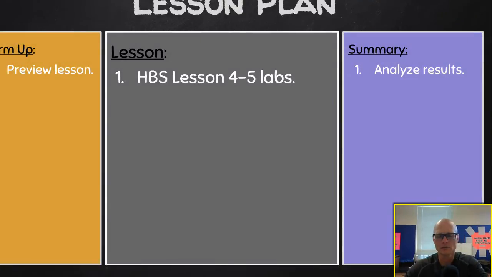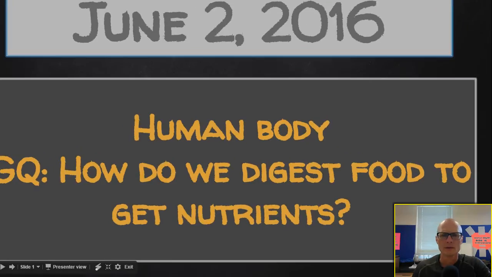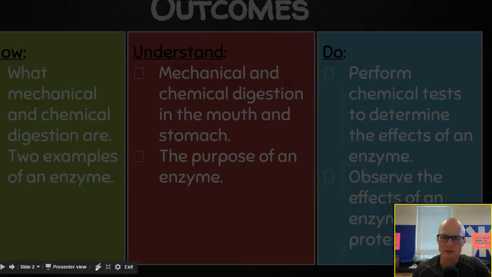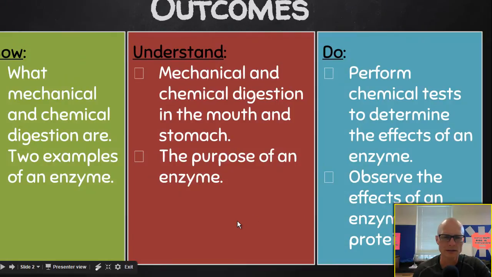And in this case, we're moving on to the stomach as well in lessons 4 and 5. We're also going to see the effects of enzymes and acids in your stomach on hamburger and evaluate the differences between the mixtures.